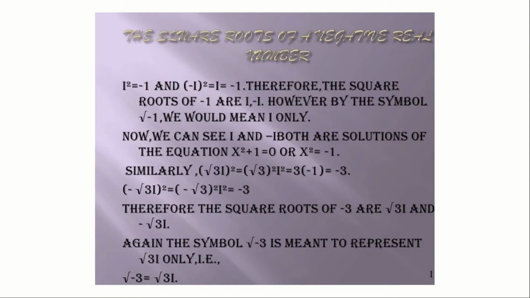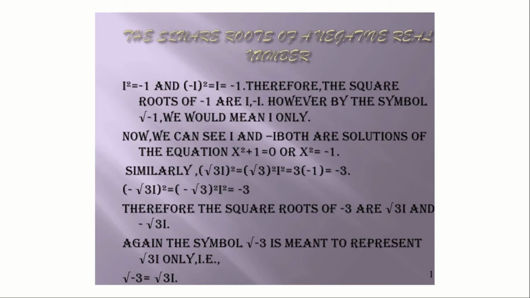The next topic is the square roots of a negative real number. In order to find the square root of a negative real number, the complex number system has been introduced. That is i squared, which is equal to minus 1. If we take the square of minus i, it will also become minus 1. Therefore, the square roots of minus 1 are i or minus i. However, by the symbol root minus 1, we mean i only.